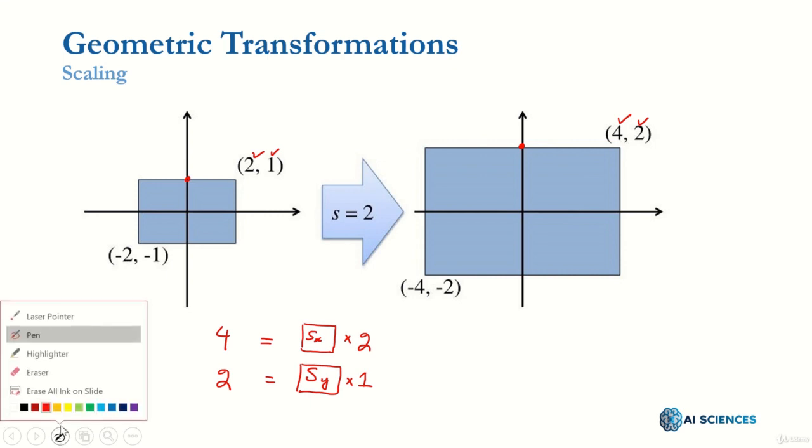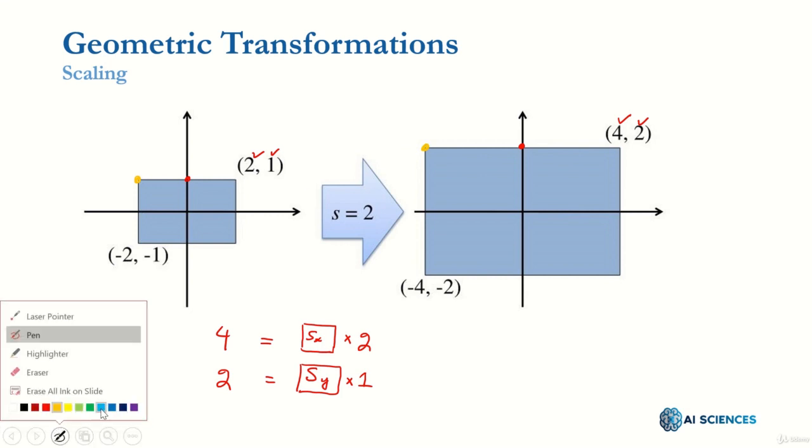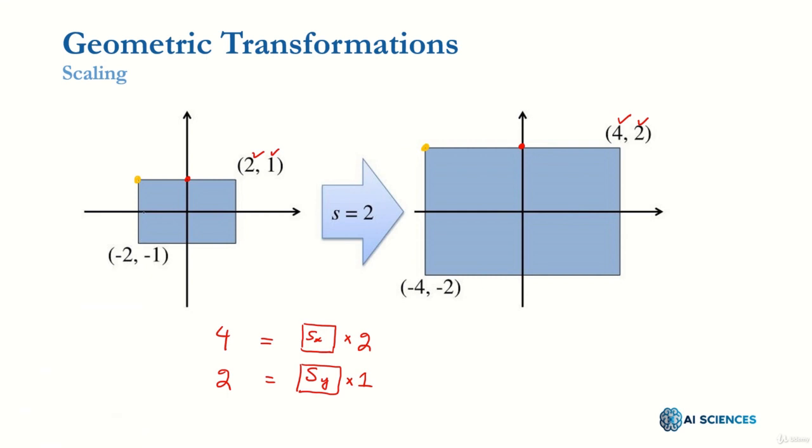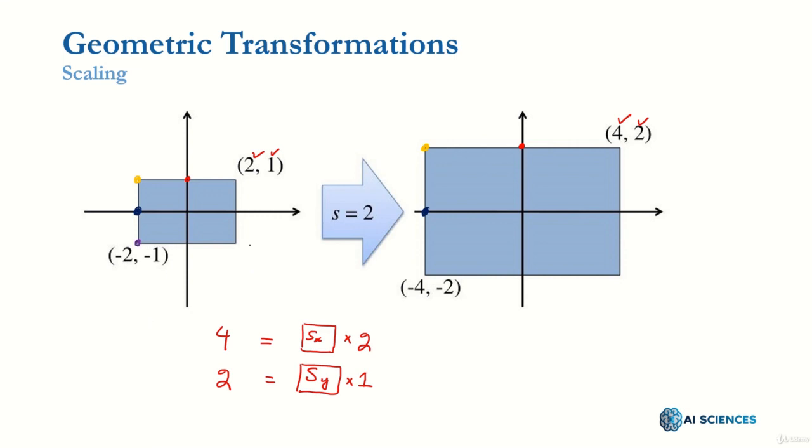Let me give different colors to these points. Let's say this point should be mapped to this particular point, and this point should be mapped to this point, and then this particular point should be mapped to this particular point, and all the other corresponding points. So let's just focus on these 4 or 5 points. Let me focus on this particular point as well. So this point should map to this point.